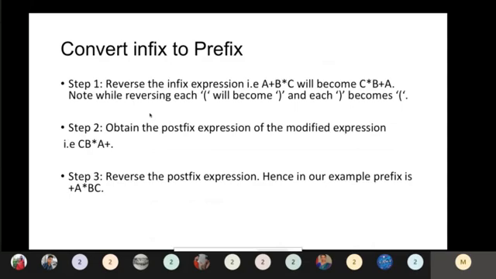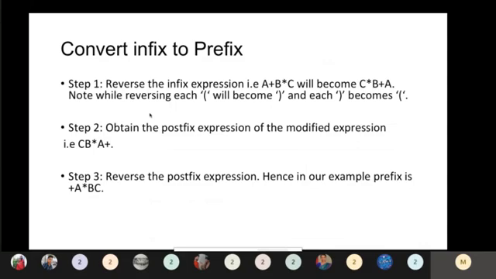Before converting infix to prefix, what are the basic things we require? First we require the infix expression. As you know, the infix should be in the form where the operator is placed in between the operands. Then only can we perform it. That is the first step.